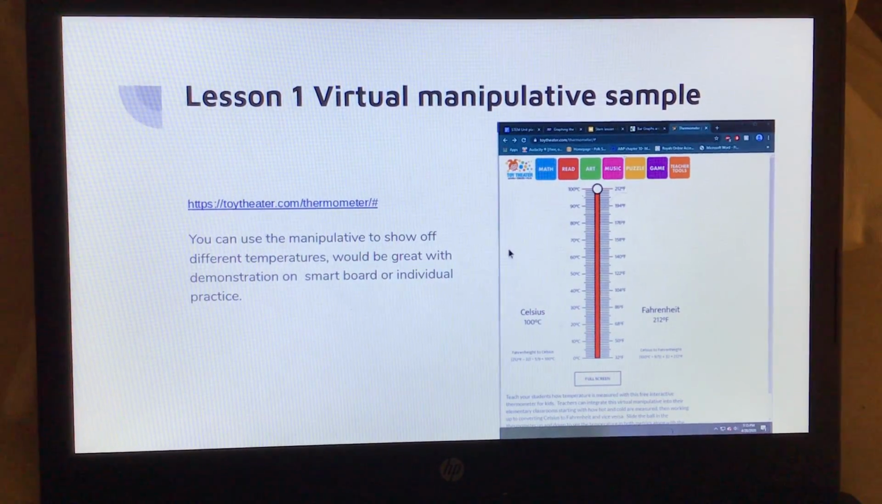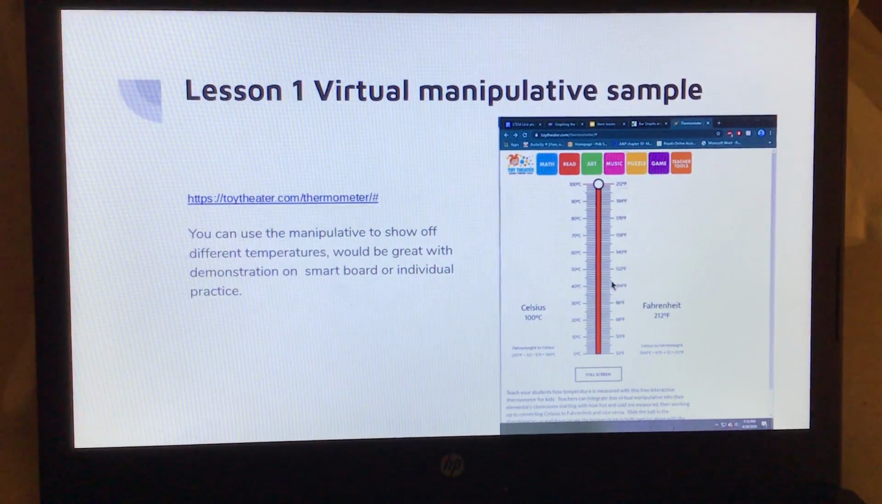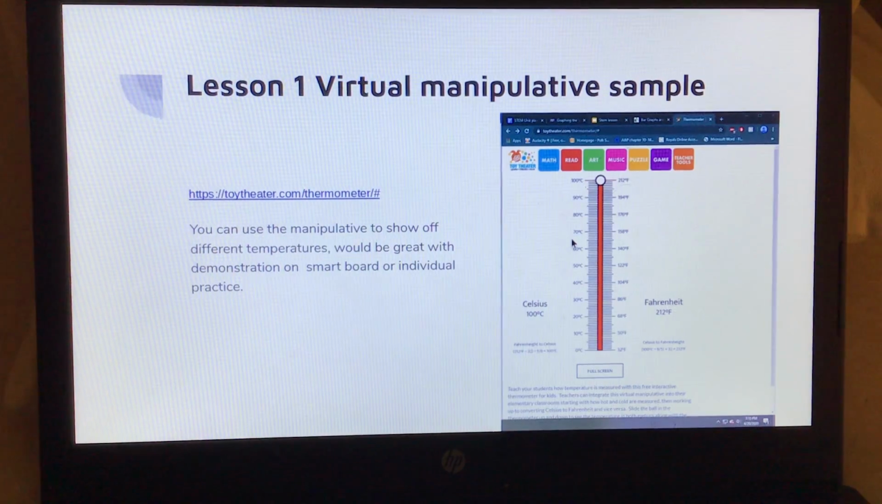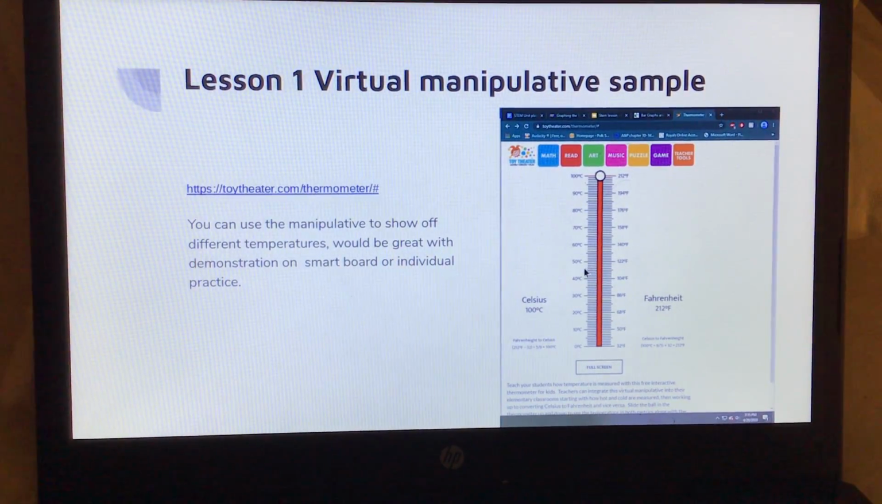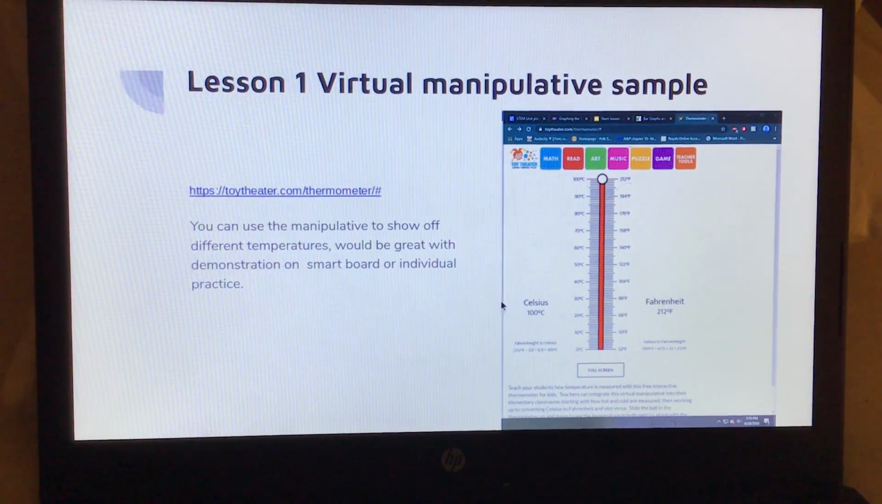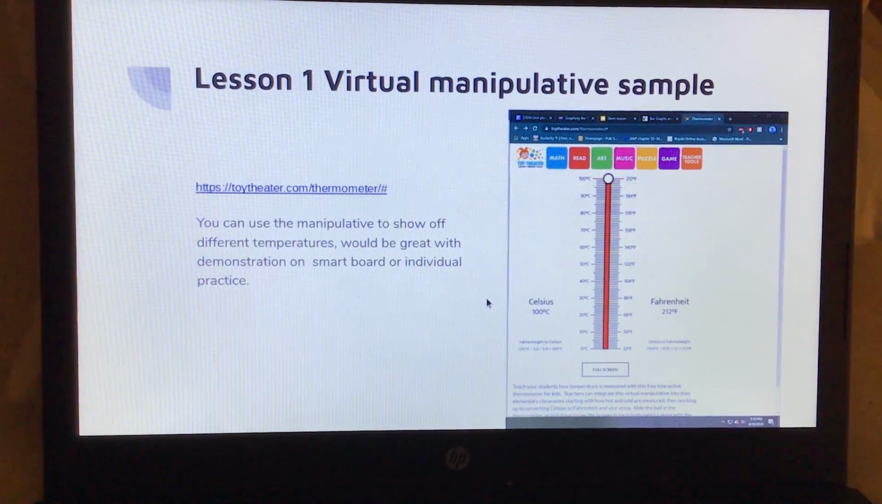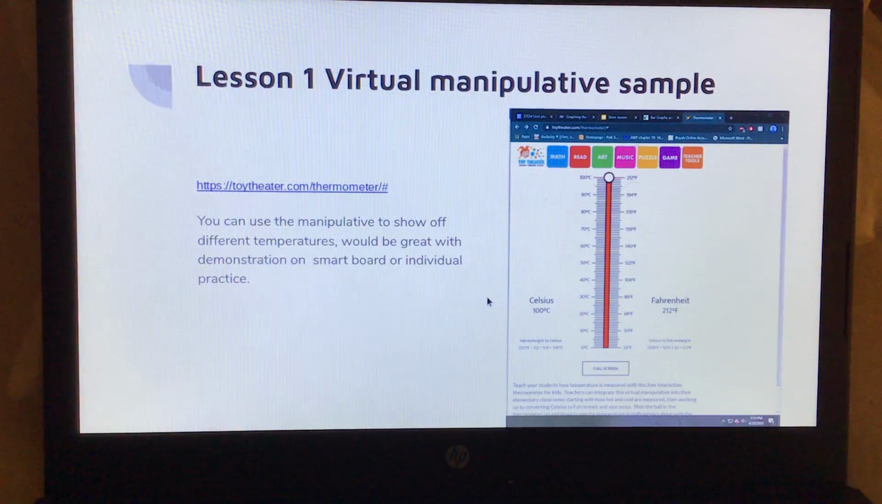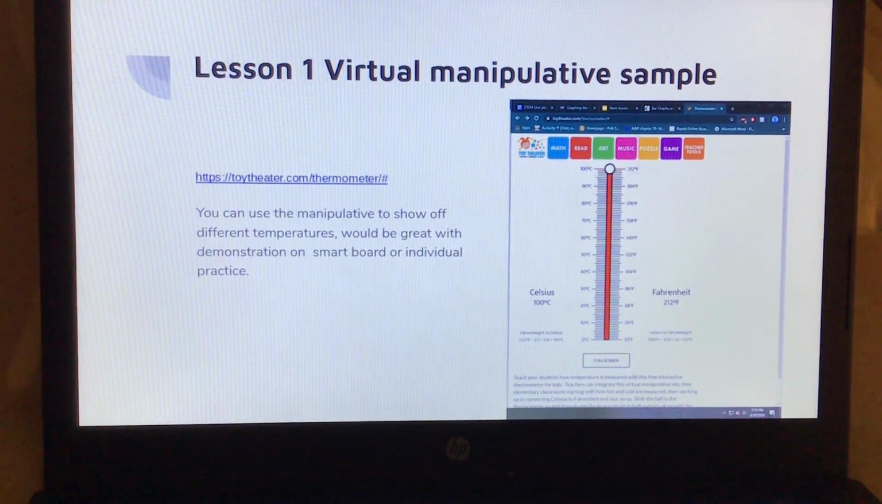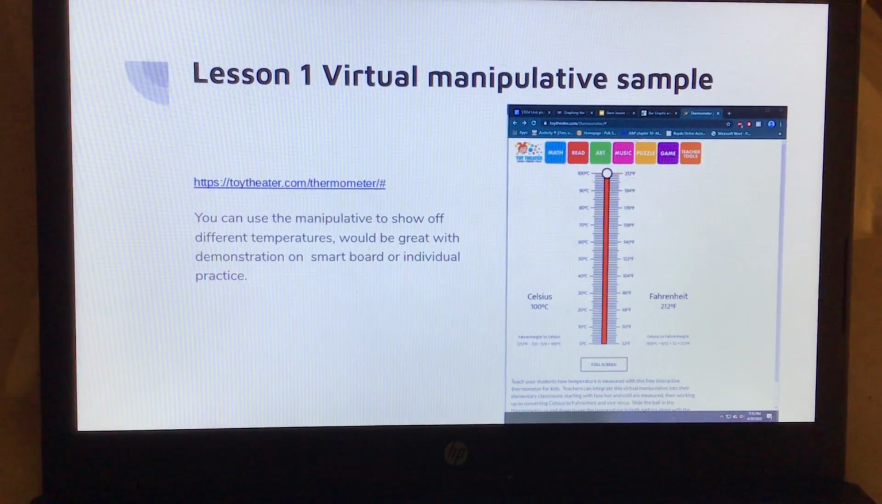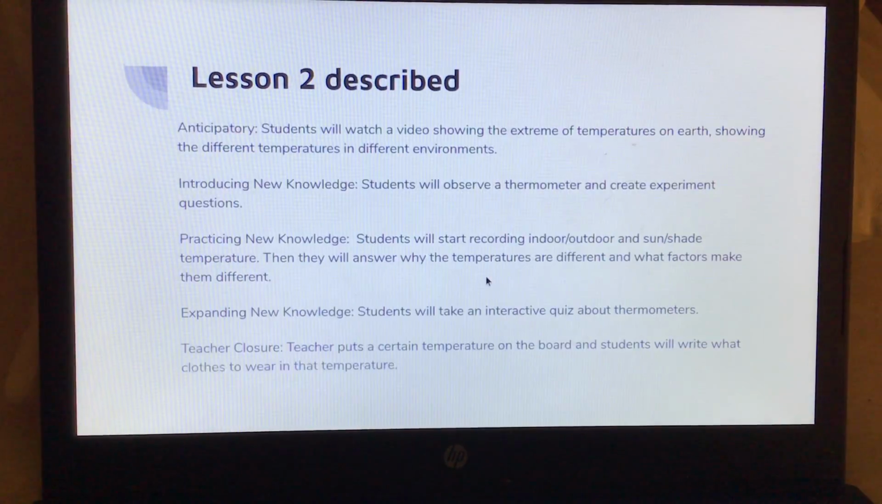So that's what the interactive thermometer looks like. If you pull down the circle, it tells you the Celsius and then the Fahrenheit. And like it said here, you can use the milliliters to show off different temperatures. Would be great with demonstration on smartboard or individual practice.